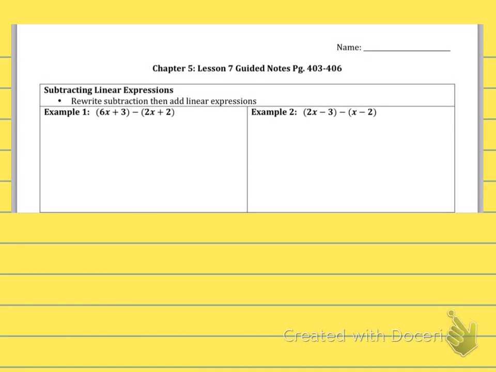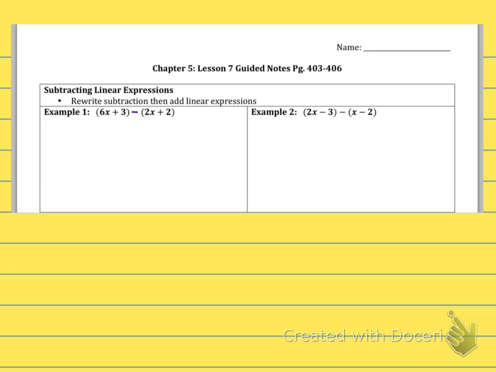Hi Math 7 students, make sure that you've got your Chapter 5 Lesson 7 template in front of you. This is Chapter 5 Lesson 7 and we're going to talk about subtracting linear expressions. The only difference between what we're going to do today and what you did before in Lesson 6 is first we're going to rewrite the subtraction and then we'll end up with an addition problem which you already know how to solve. So let's jump in.